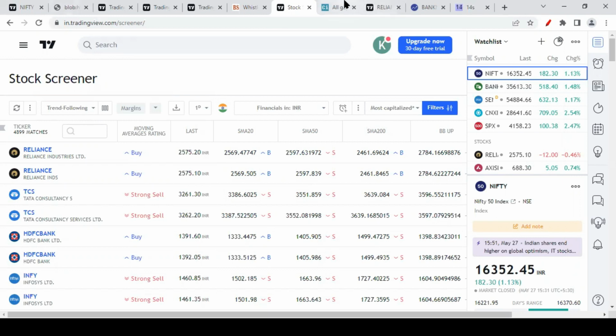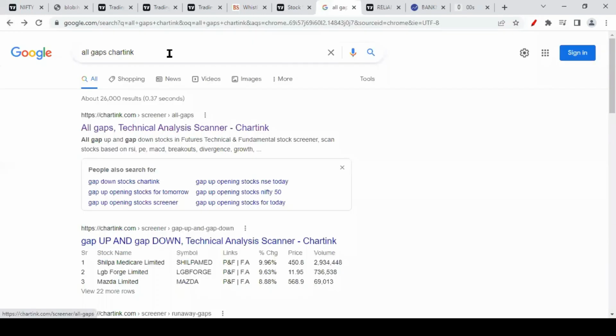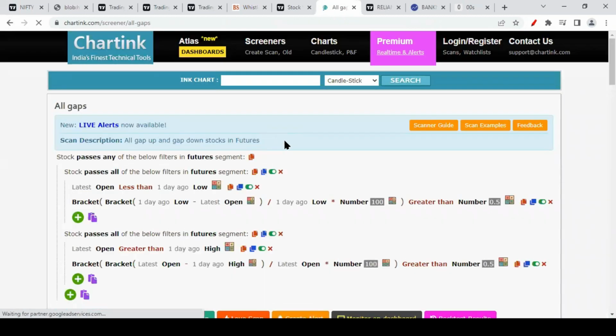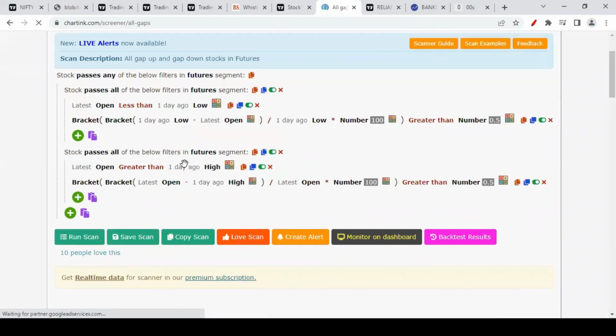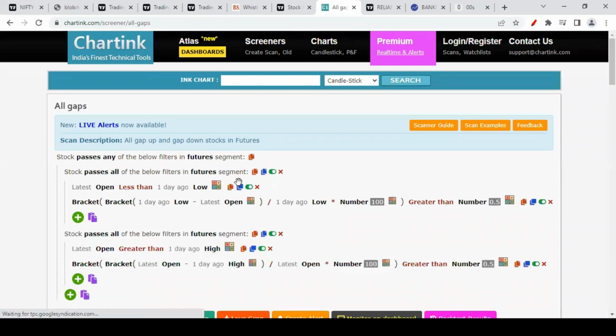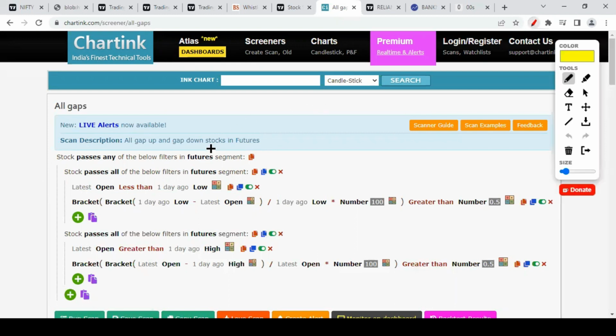Okay, another screener that I have: you can go on Google and type all gaps charting. The first screener that you see here is related to gaps. This is available, I think, only in India. You can check what particular screener is there for your country. Here we are scanning the futures, all the stocks which are listed under futures. You can change that to cash, and all the stocks will come under that.